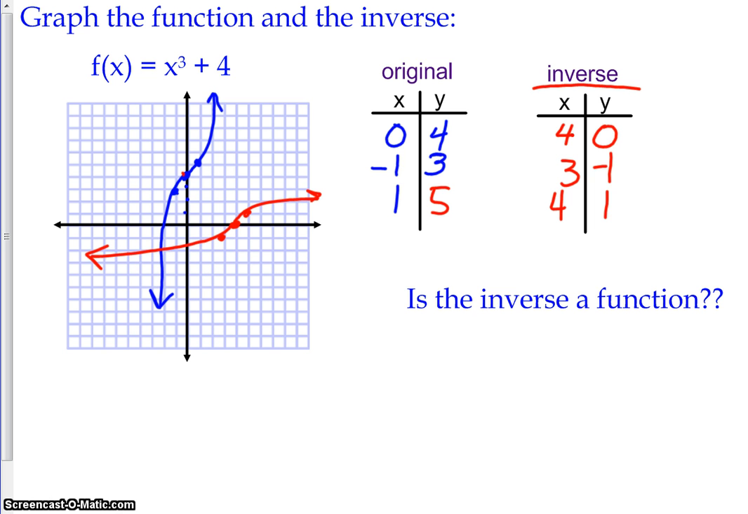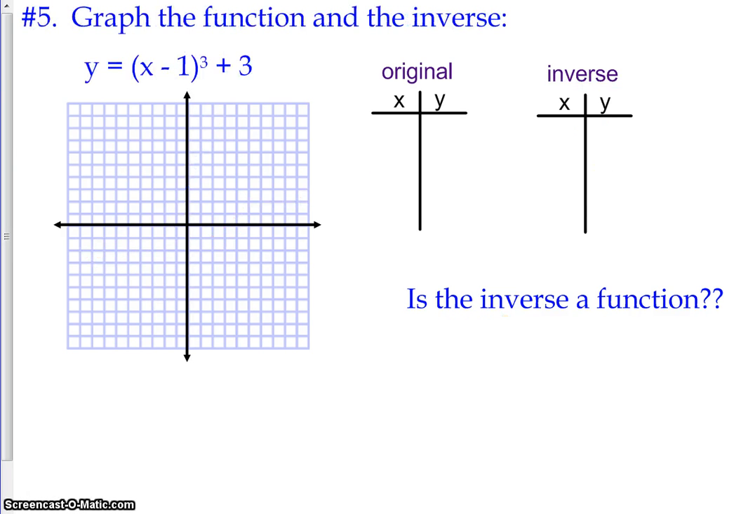All right, do I have a function? Yes. You can visually see it passes the horizontal line test. So cubics, when you take the inverse, is going to be a function. And absolute values is not, and we'll get some ideas here of what is and is not a function. Let's look at an example here. Number 5. How do we graph it? I'm going to have you graph the original and then graph the inverse.